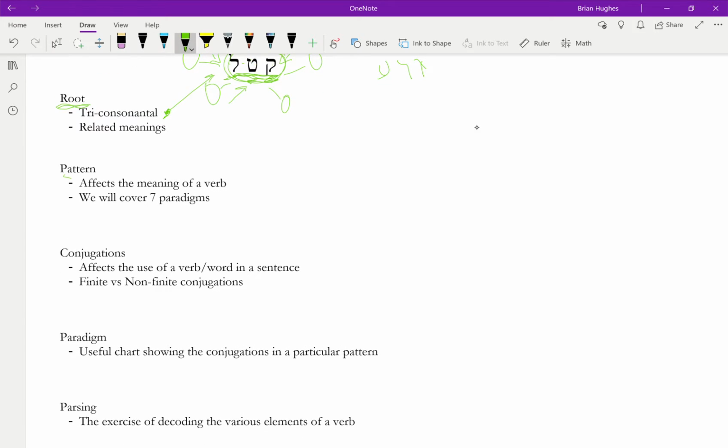So the pattern is the characteristic elements that are added to a root to make a different verb or a different use of a verb. And so we're going to learn 7 different, I didn't mean paradigms. Sorry, again, there's different terminology in Hebrew depending on what you've studied. We're going to study 7 different patterns in this class.